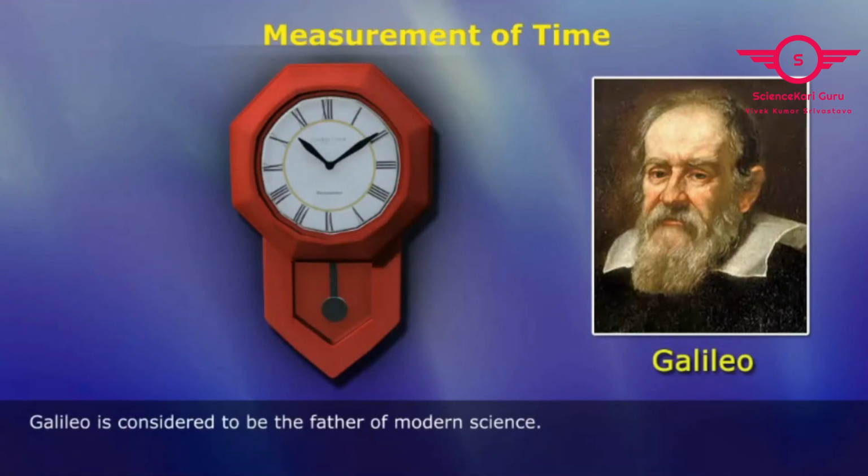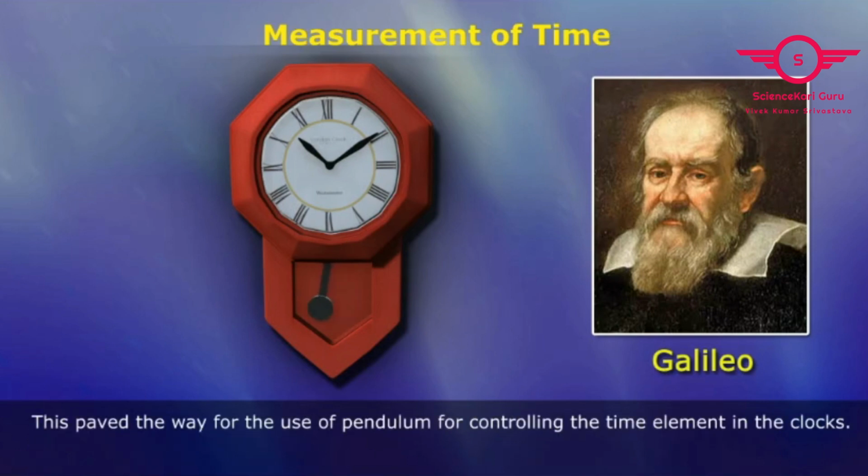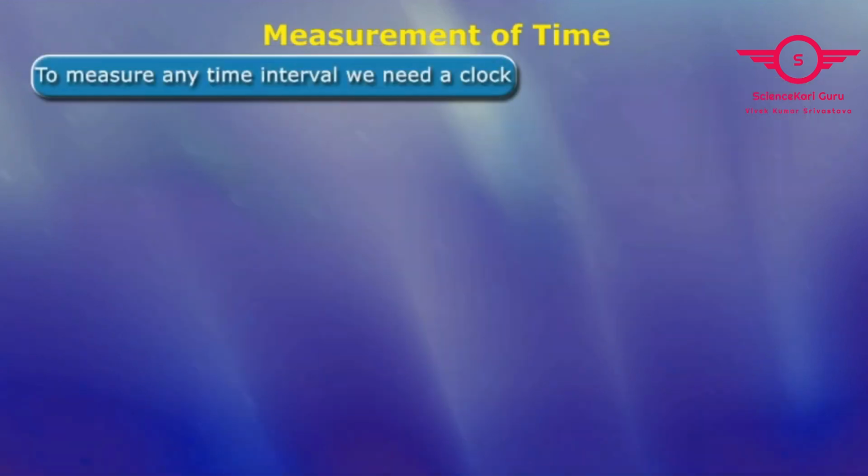Galileo is considered to be the father of modern science. In 1583, he discovered that the time taken for a single oscillation of a pendulum of a given length is always constant. This paved the way for the use of pendulum for controlling the time element in the clocks.